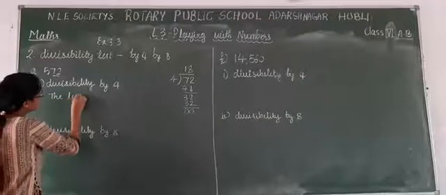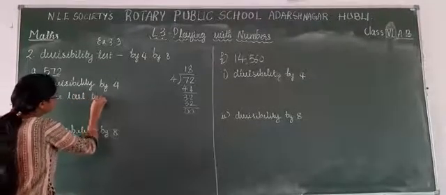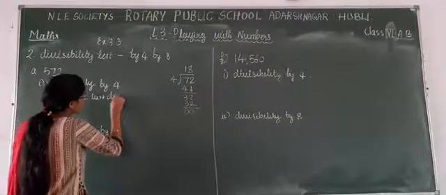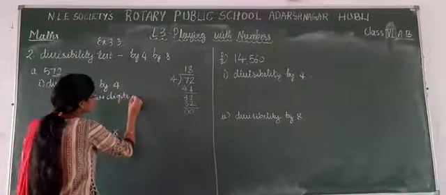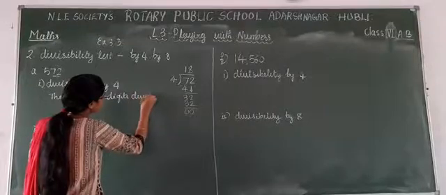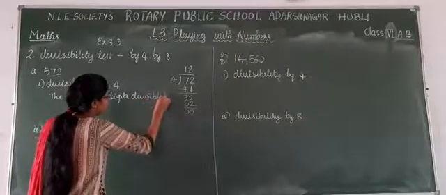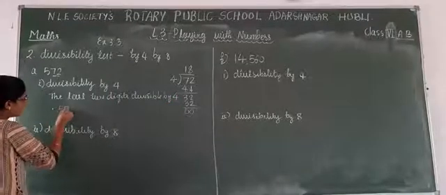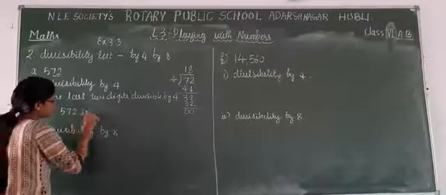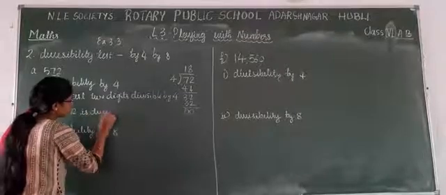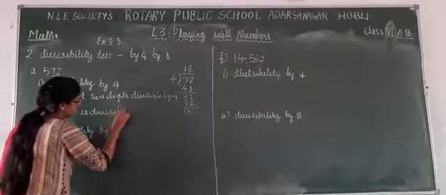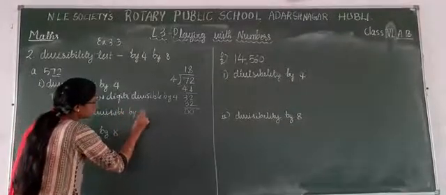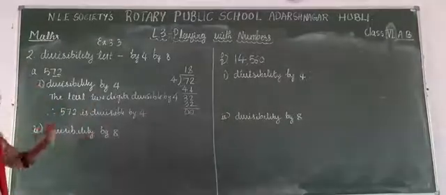The last two digits are divisible by 4. Therefore, 572 is divisible by 4. This is how we are going to solve.